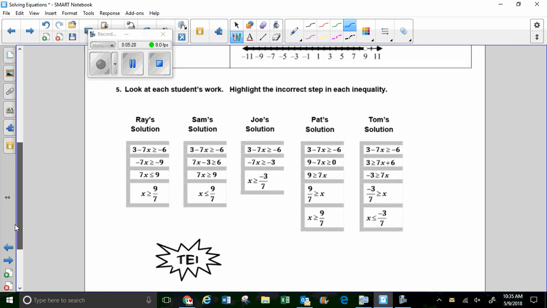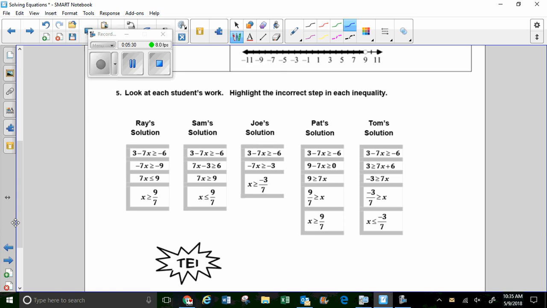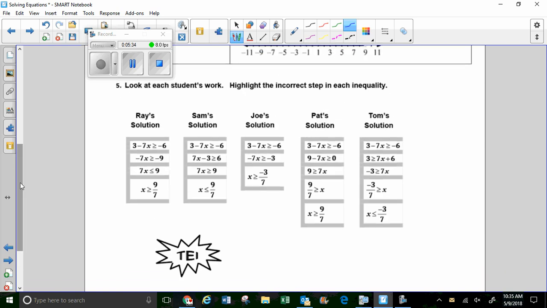Moving right along, it says look at each student's work and highlight the incorrect step. So what I want you to do is go ahead and pause the video, okay, and try it on your own, and then go back and play it, and I'll be sharing the solutions. So go ahead and pause and see if you can find the mistakes there, and then play it again, and I will go over the solution.